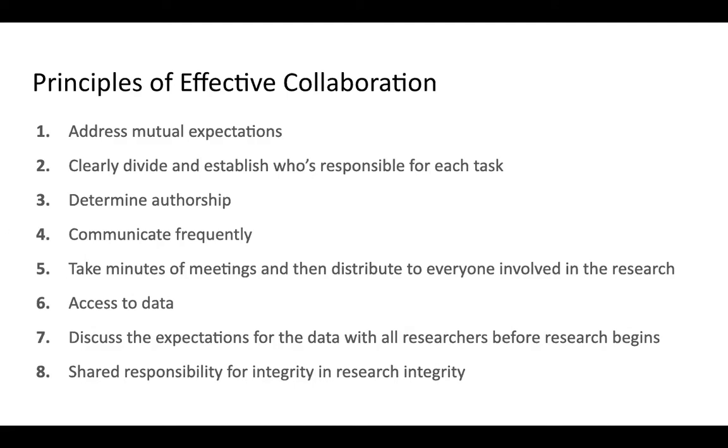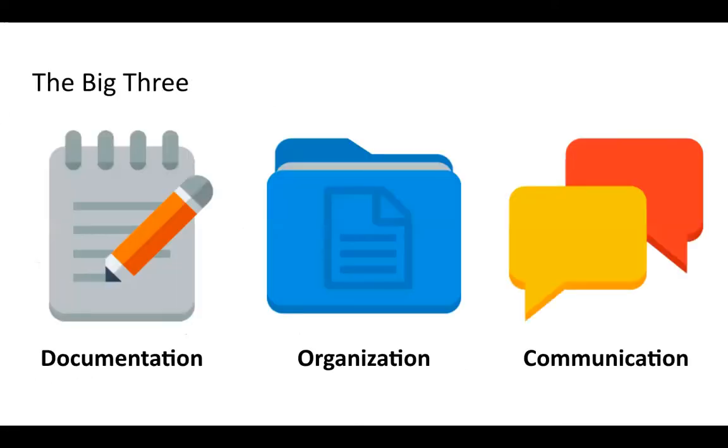And then lastly, collaboration on research also means a shared responsibility for integrity in that research. So this includes data verification, ensuring no research misconduct, and then disclosures of all activities. So pulling from those principles, here are the 3 key elements I think are the most important for collaborative research. So let's look at how each of these areas can be addressed in a collaborative project and what tools are available to help.